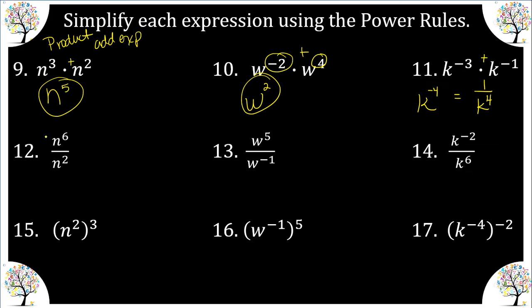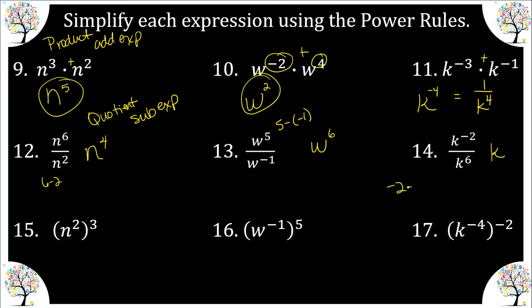Number 12, we're going to use 12, 13, and 14. We're going to use the quotient rule, which says subtract the top exponent minus the bottom. So we have a factor of n, and we're subtracting 6 minus 2, and that gives us 4. Number 13, we have a factor of w, and we have 5 minus negative 1. That gives us an exponent of 6. Number 14, we have a factor of k, and we have negative 2 minus 6. That gives us negative 8. So we're going to reciprocate that to have a positive exponent.